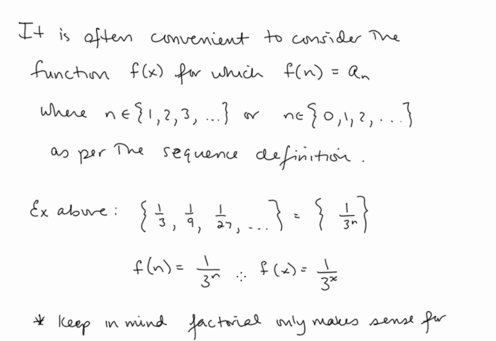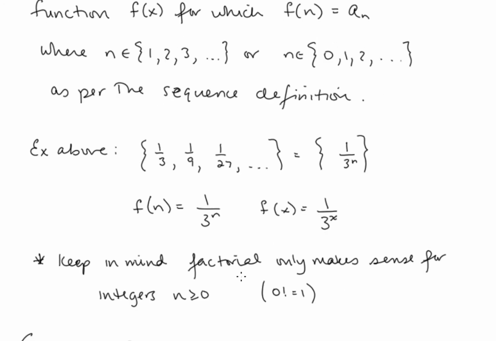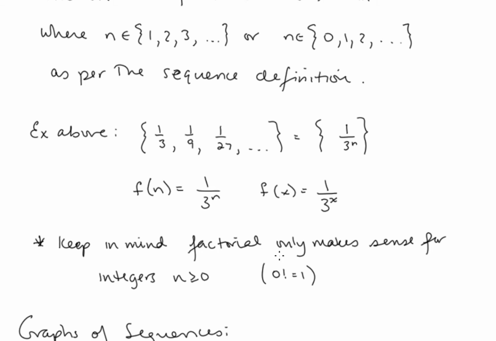So keep this in mind. We're going to use this in another minute or two. And also keep in mind that factorial only makes sense for integers, n greater than or equal to 0, and 0 factorial is 1. So if we had a factorial in our sequence, it really wouldn't make any sense to talk about the function as a function of real numbers.